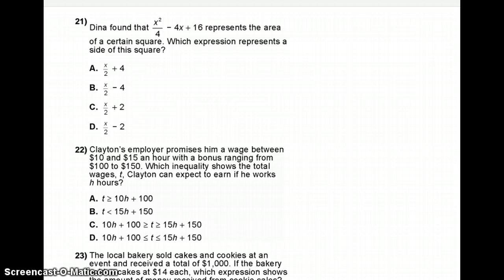21. Dina found that x squared over 4 minus 4x plus 16 represents the area of a certain square. Which expression represents a side of this square? A, x over 2 plus 4, B, x over 2 minus 4, C, x over 2 plus 2, or D, x over 2 minus 2.